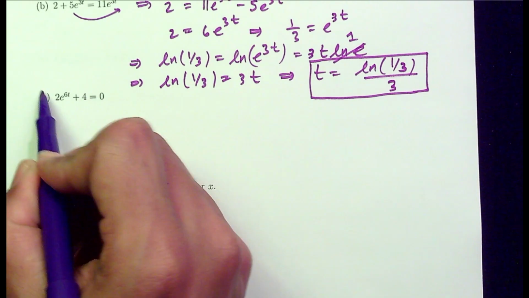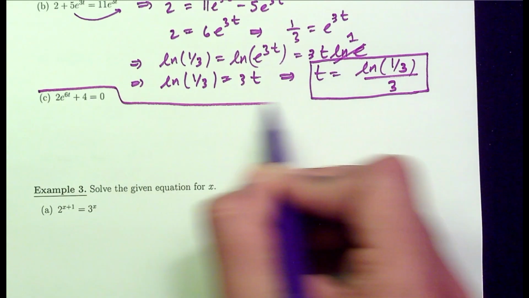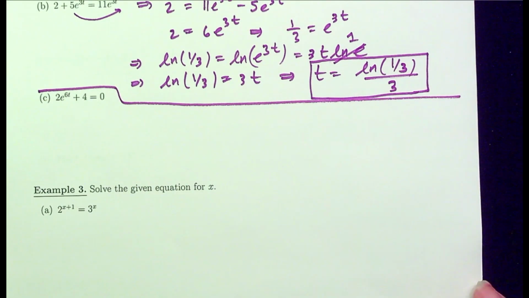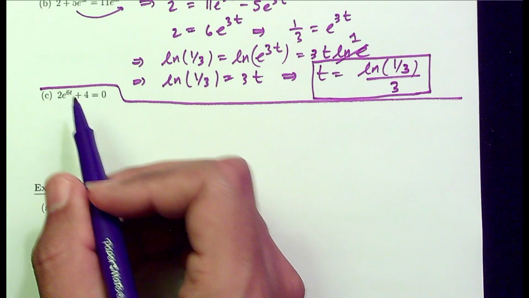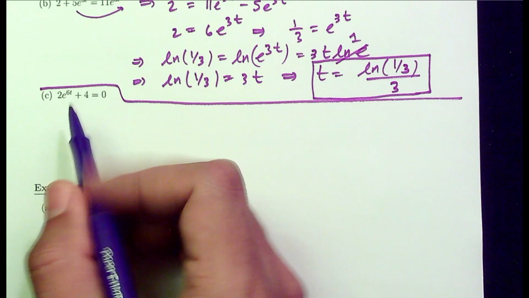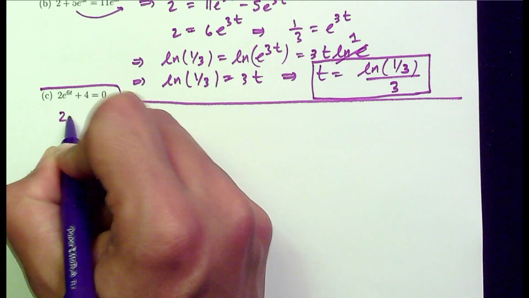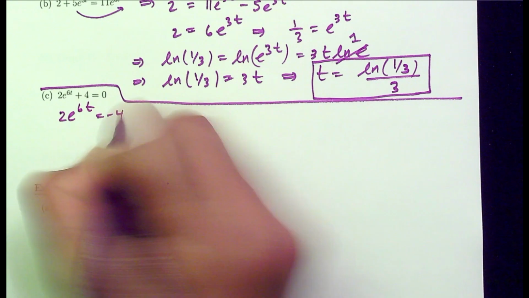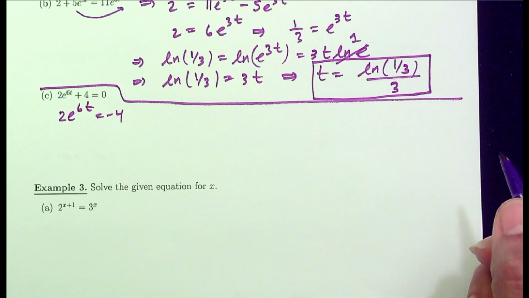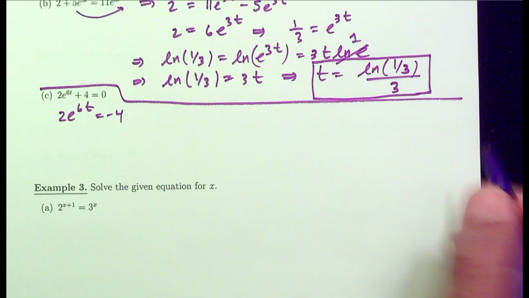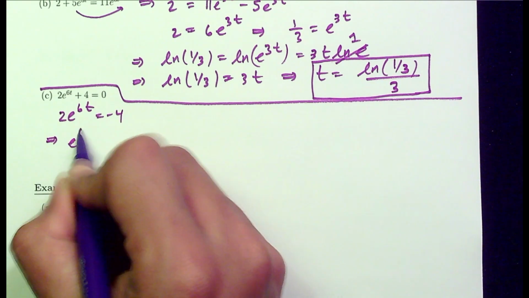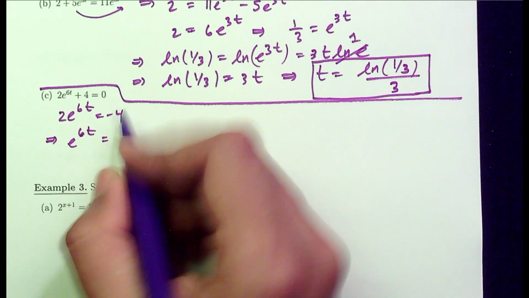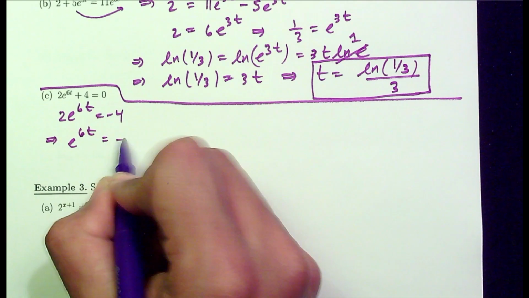So now let's do the last problem. From the last one from example 2. Solve for this. Okay, I want an exponential all by itself, so move the 4. You're going to have 2 e to the 6t equals negative 4. We need to get rid of that 2, so divide by 2. E to the 6t equals negative 4 divided by 2, that's negative 2.